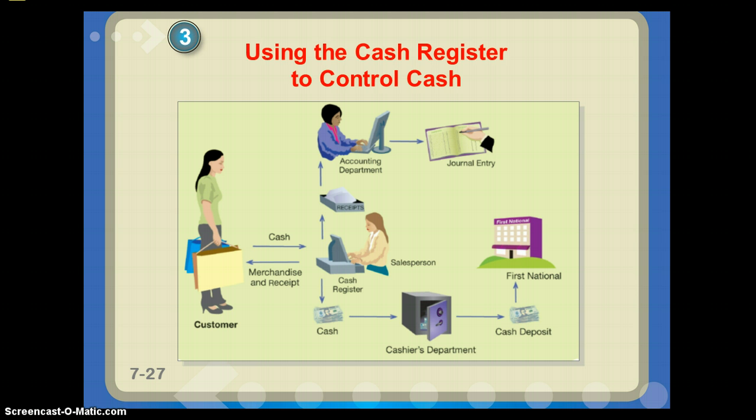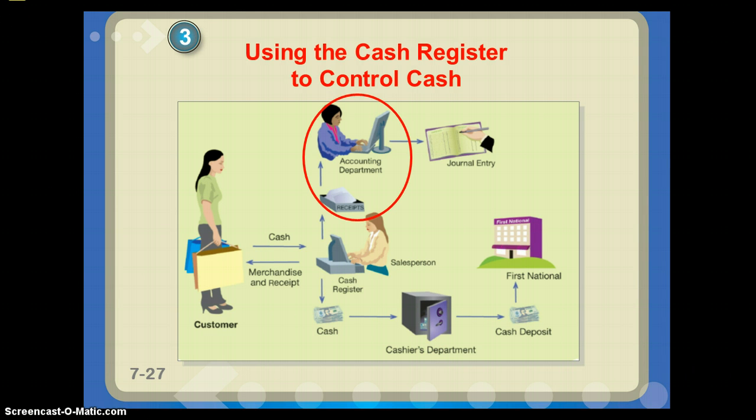So the cash register helps control cash in a bunch of ways. You'll see first the customer gives the cash to the cashier and they put it in the cash register. Then they receive the merchandise and the receipt. The receipt is their record in case they need to reference it later, maybe for a return. Then from the cash register, the cash gets taken out, counted, and put to the cashier's department in a safe.